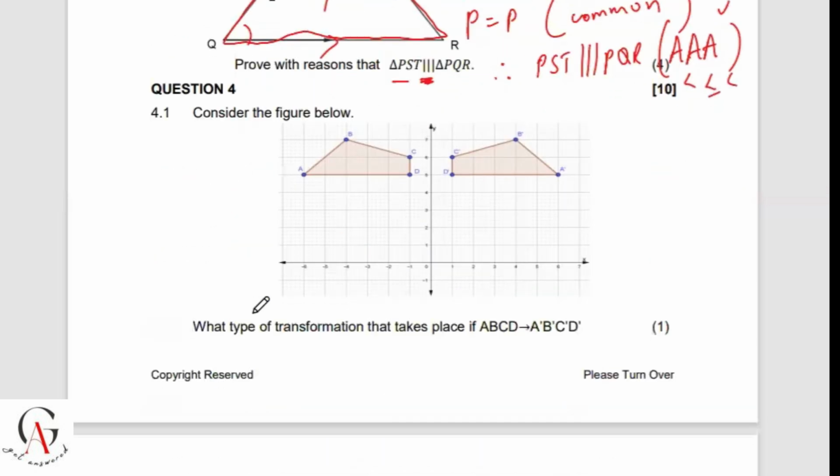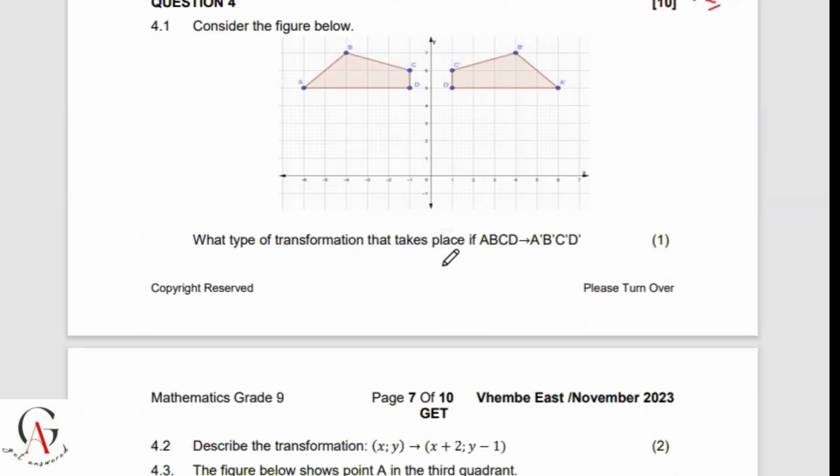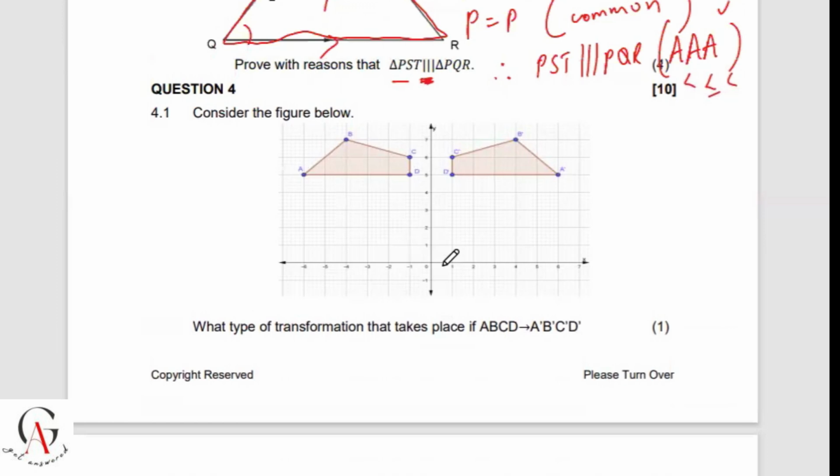Question number 4. Consider the figure below. So this represents a transformation geometry. What we can see is that this distance from here to the y-axis is the same as that. So this is a mirror image. What type of transformation took place from this to that? So this is a reflection. Okay, but you need to be specific. Reflection about the y-axis, or a reflection in the y-axis.